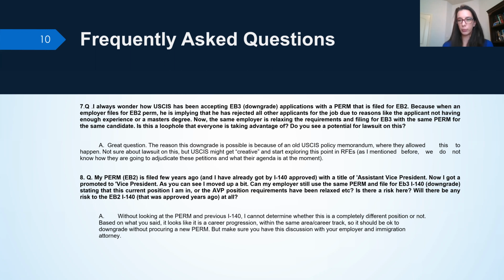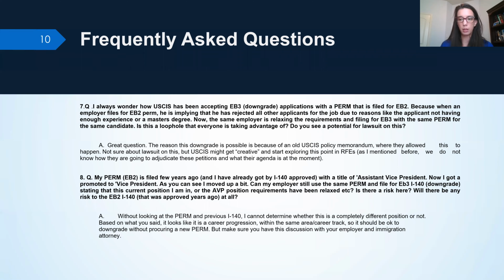Of course, all that will be determined based on the job duties. So you have to go back, or your employer or attorney, and see what was provided on the perm when filed and the I-140, and compare with what your new or current job duties are as a vice president. Just looking at the question and the information that has been provided, it doesn't seem that you will need a new perm. But then again, it's based on the job requirements and the job duties.